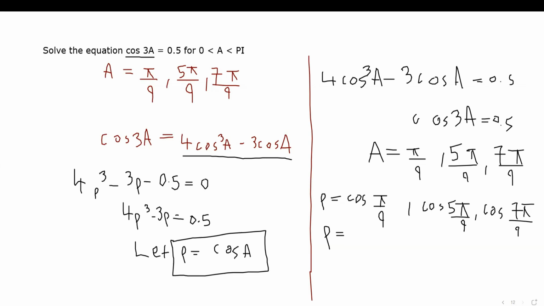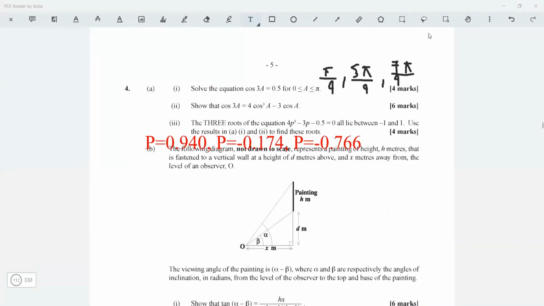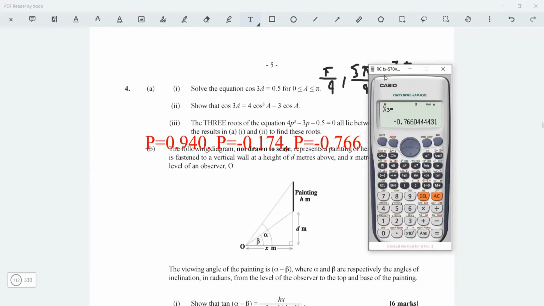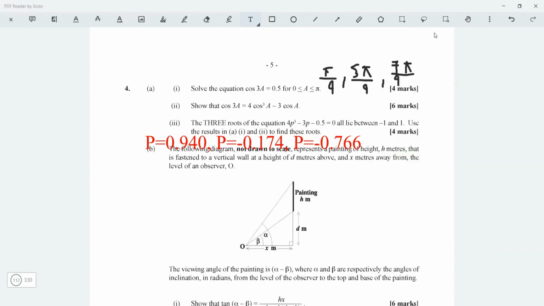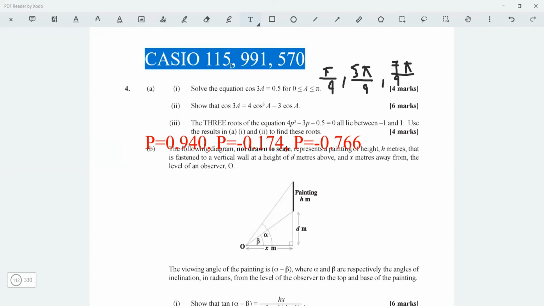The Casios that are good for the exams, like one of them we can check this answer again. The Casio 570 is good. Casio 570, Casio 115, Casio 991. Those are the 3 ones that can help you do the questions. Any one of them is good. It's just that the 570 is the older one, 115 the next one, and the 991 the more recent one.